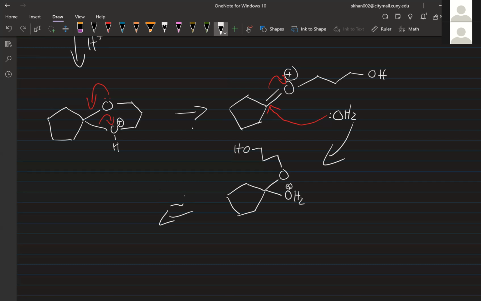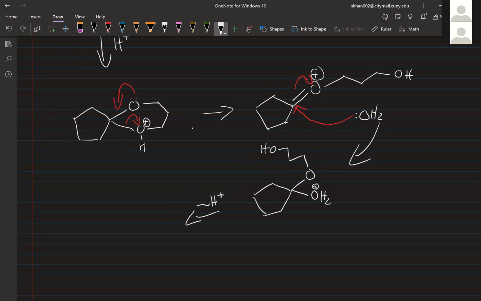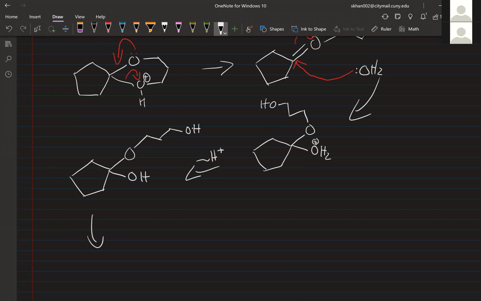Okay, so now we just have a proton transfer. Water gets deprotonated, or you could just do internal transfer and protonate that originally. Doesn't really matter which way you do it. It's going to show both steps. One, two, three, H. And now this is just OH. That OR gets protonated.